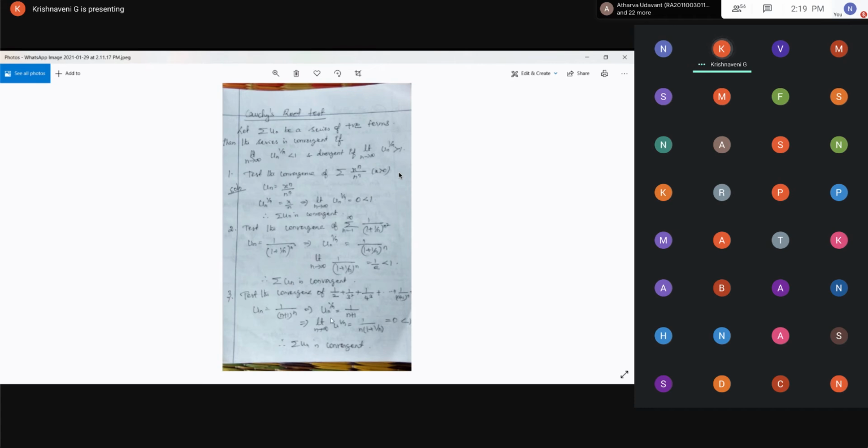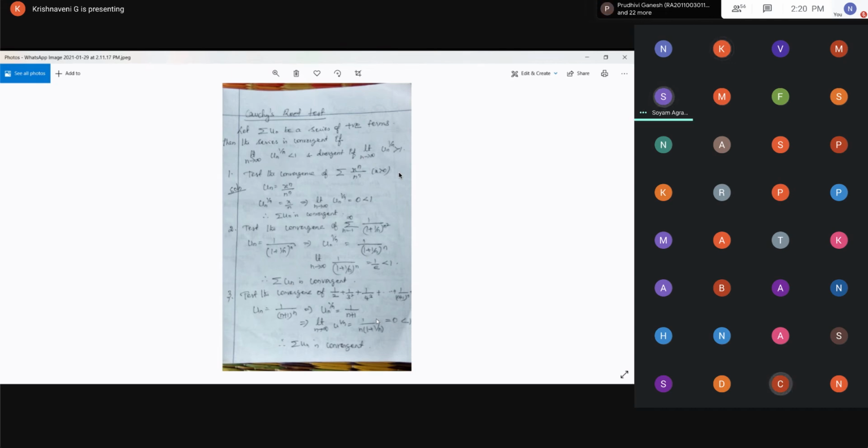Okay, and then next problem. Test the convergence of 1 by 2 plus 1 by 3 square plus 1 by 4 cube plus etc. plus 1 by (n plus 1) whole power n. What is the nth term in this problem? It is 1 by (n plus 1) power n. He has given the full series directly. And then what we have to do?